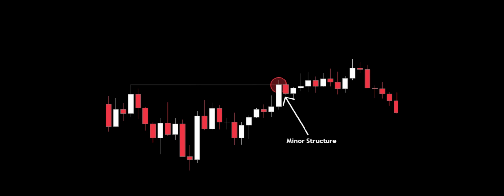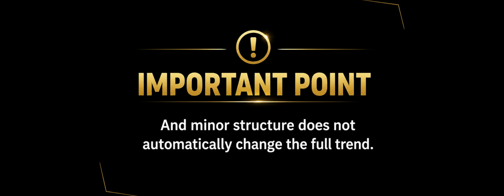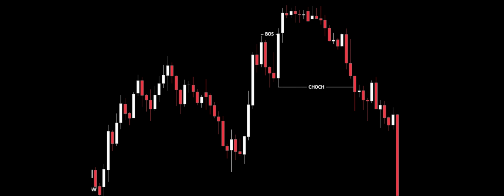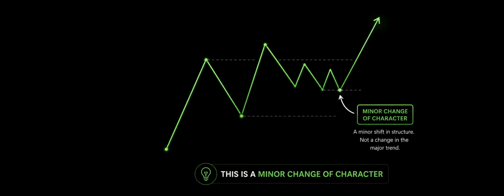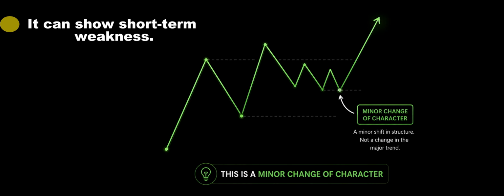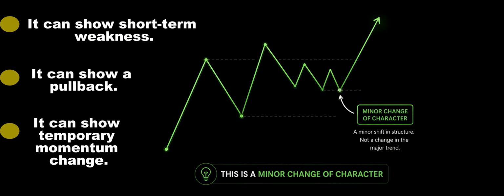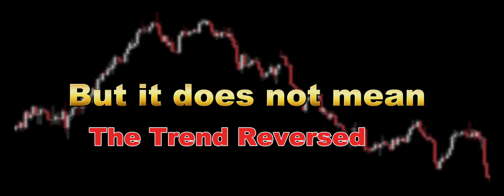But no, that may only be minor structure. And minor structure does not automatically change the full trend. There is a difference between a minor change of character and a valid major change of character. A minor change of character happens when price breaks internal structure. It can show short-term weakness. It can show a pullback. It can show a temporary momentum change. But it does not automatically mean the entire trend reversed.